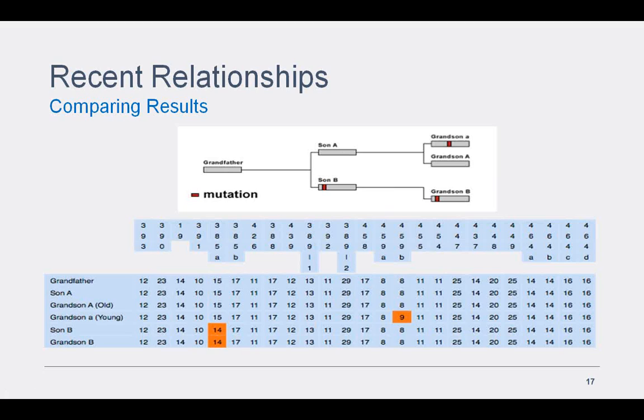Okay, that's an easy one. Yes, 0. All right, that's correct. There were no differences between them. What is the genetic distance between grandfather and son B? Okay, got a lot of ones there. That is correct. The only difference between grandfather and son B was this mutation here at that 14 versus 15.